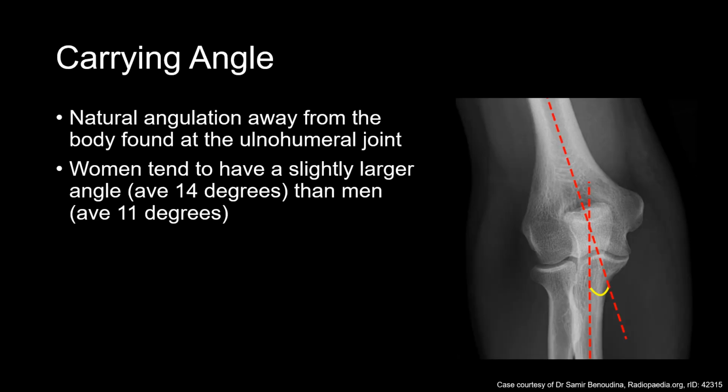At the elbow, starting with lines of mensuration. We have carrying angle. So the carrying angle is the angle between the humerus here and the ulna. Normal carrying angles between men and women are slightly different, but usually should be 11 degrees for men and 14 degrees for women.